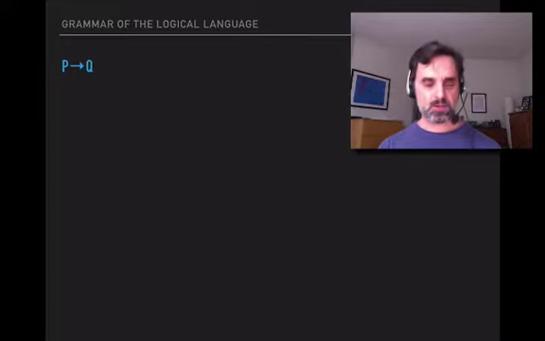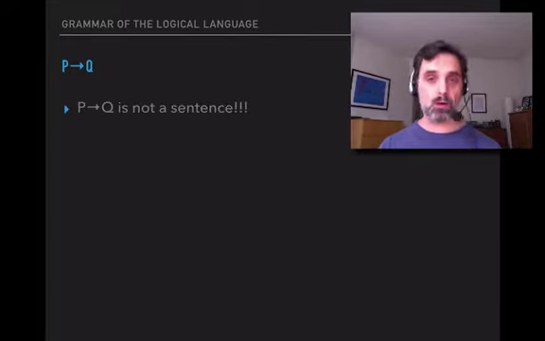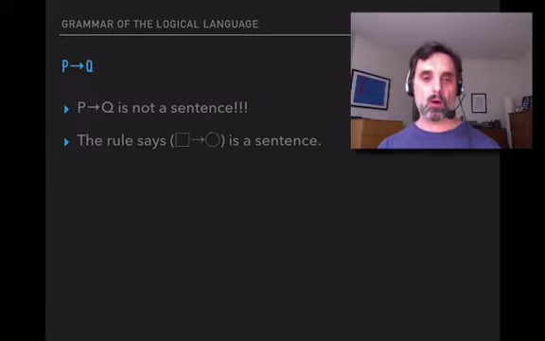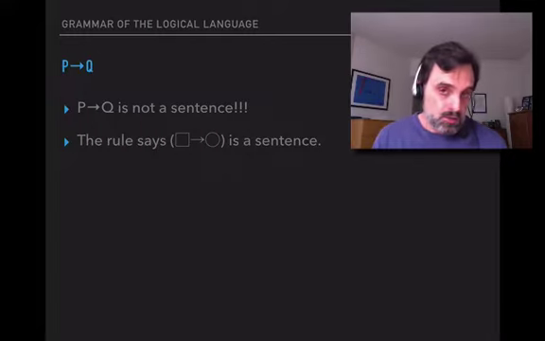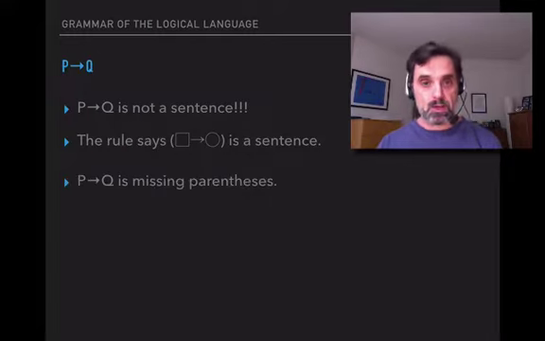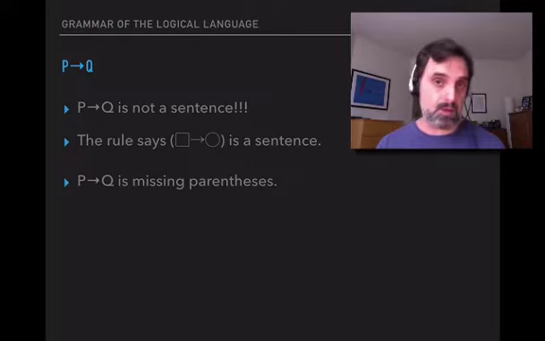Now there's something very strange about these rules if we consider P arrow Q. According to these rules, P arrow Q is not a sentence. Why? Our rules say, well, if you write down parenthesis, sentence, arrow, sentence, parenthesis, then you get a sentence. But if you don't do that, then you don't have a sentence. And the problem with P arrow Q is that it's missing parentheses. So it's not a sentence according to these rules.